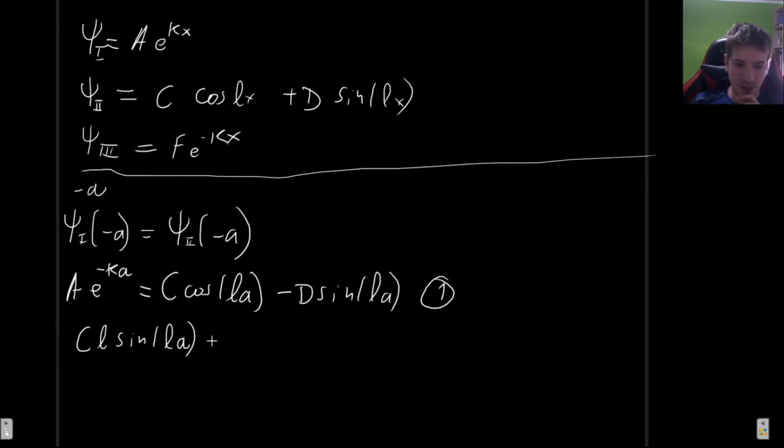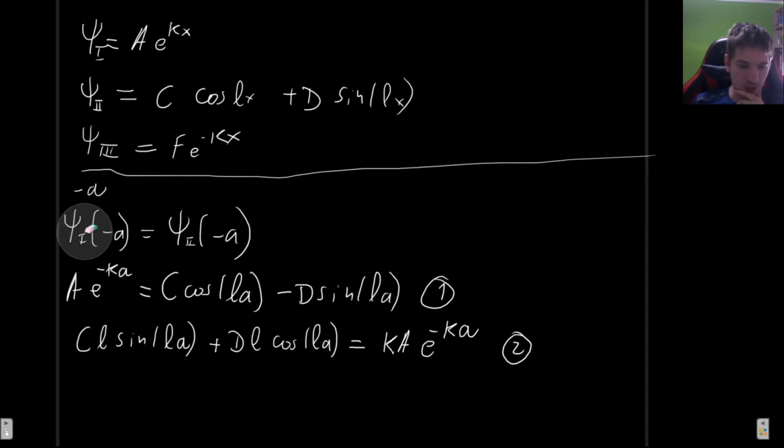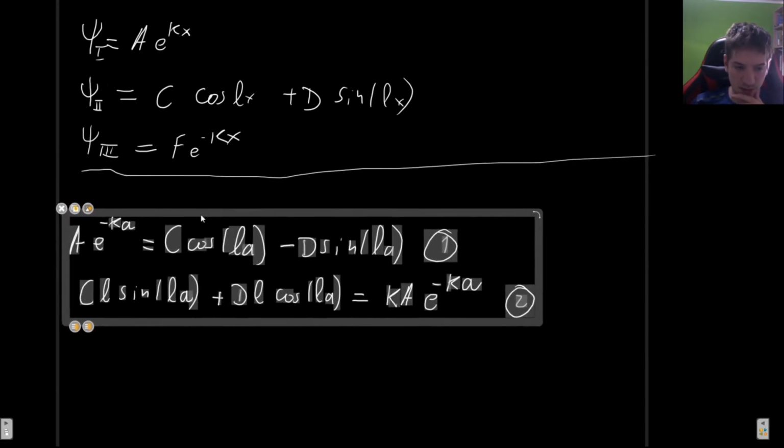Then we have the second part right here, which is going to be the derivative of sine is cosine, so we just get plus DL cosine of LA. The minus sign is not necessary because cosine is even, so it's the same. And then this, which is the derivative of the second part, has to be the same as the derivative of the first region. So that's going to be Ka e to the minus Ka. So this is the second equation from these border conditions. I'm going to erase this so that I can fit all 4 equations in here, so that goes up.